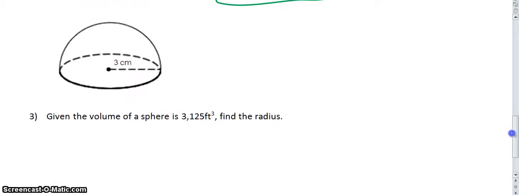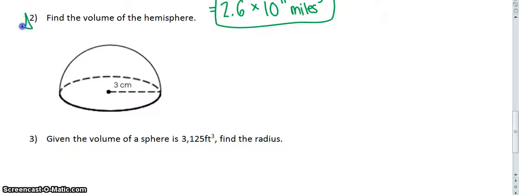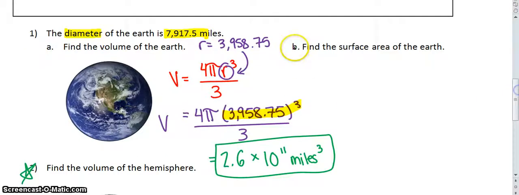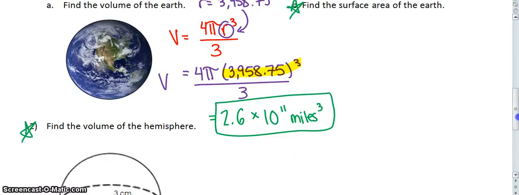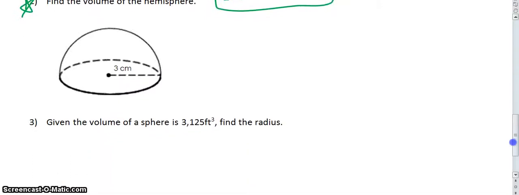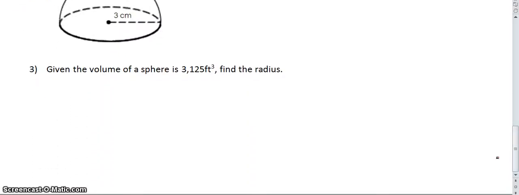That's what that means in your calculator. Okay, I'm going to let these two alone for you to try. So practice surface area, just a review, and find the volume of a hemisphere. Okay, the last one is one of those backwards problems. So given the volume, can you find the radius?